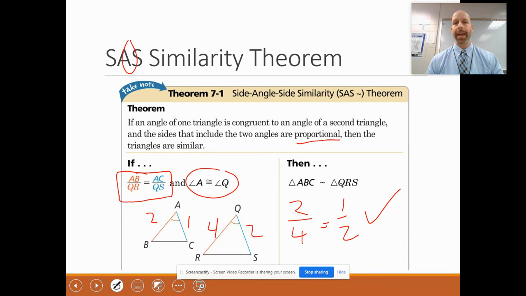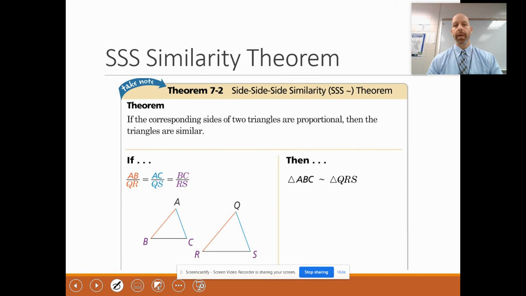So that's the SAS. You can probably guess what SSS stands for, side, side, side similarity. Here we need all three pairs of corresponding sides to be in the same ratio, or what we call proportional.